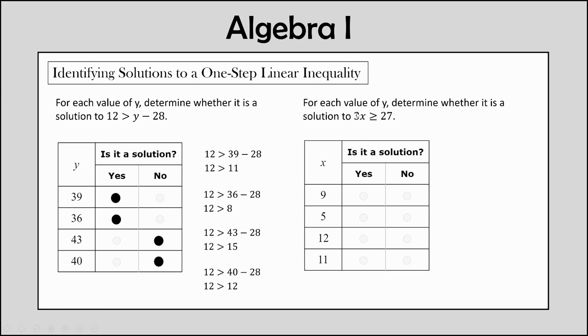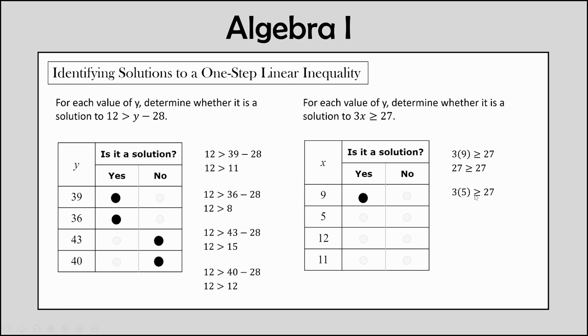Now another one, and this one involves multiplication. I want to know, are these values for x, 9, 5, 12, and 11, are any of those answers up here? The thing about inequalities that I haven't said yet is there can be an infinite number of possible answers to this problem. When it was an equation, there was one answer. Now we've got an infinite group. So let's look at the first one. Plug 9 in place of x. 3 times 9, 27, greater than or equal to 27. Yes, it's equal to 27, so 9 is a solution.